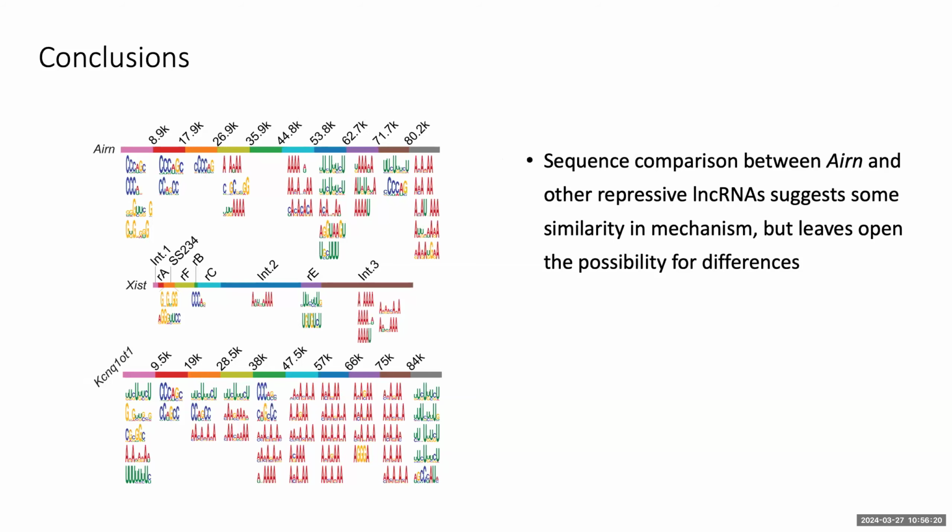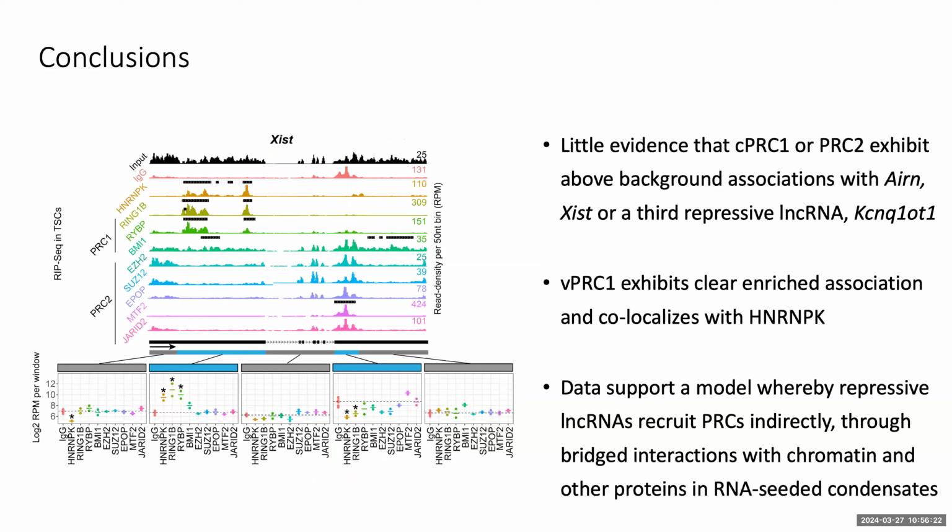And then the last conclusion here is that we found very little evidence to suggest that canonical PRC1 or any of 5 components of PRC2 exhibited above background associations with 3 different repressive RNAs, Air, Xist, and Kcnq1ot1. But we did observe very clear enriched association between variant PRC1 and these 3 RNAs, and those regions of enriched association co-localize with an RNA binding protein called HNRPK.